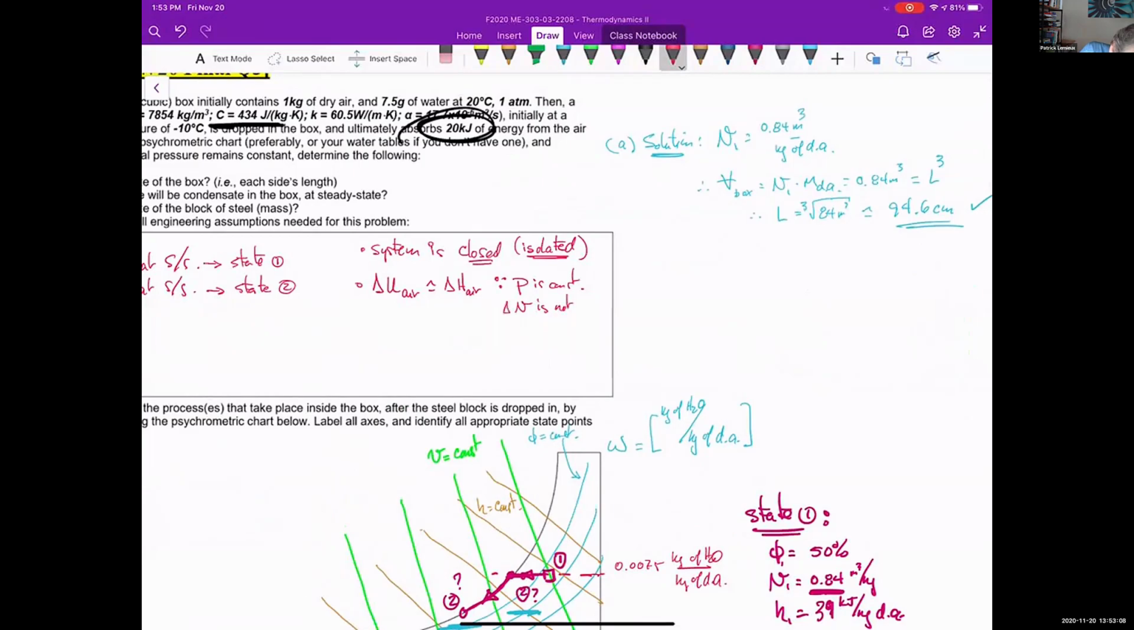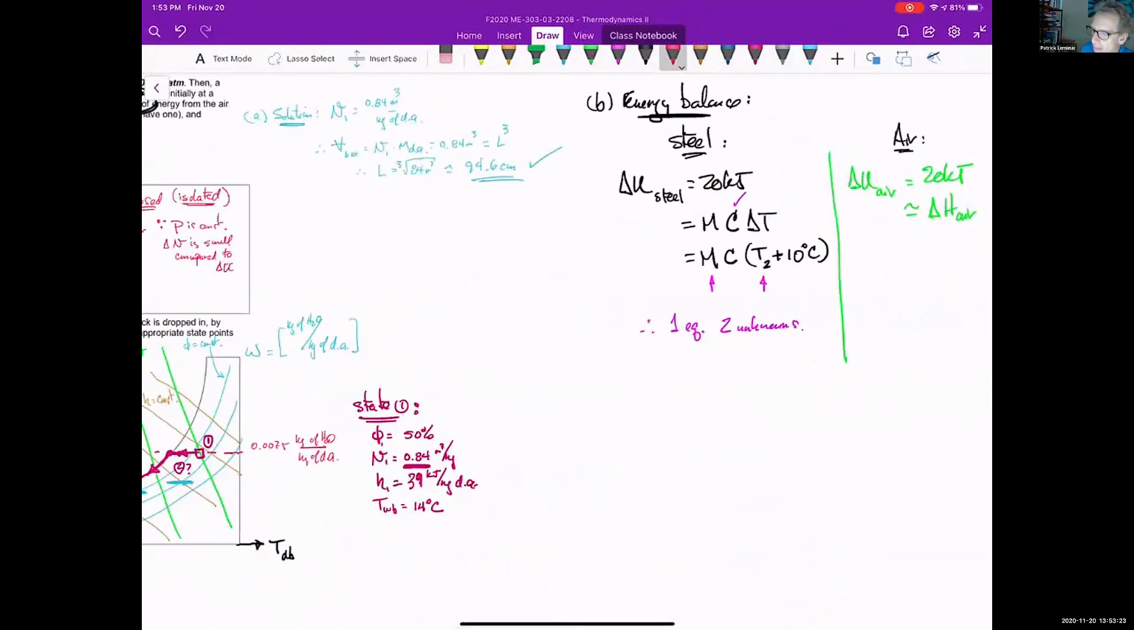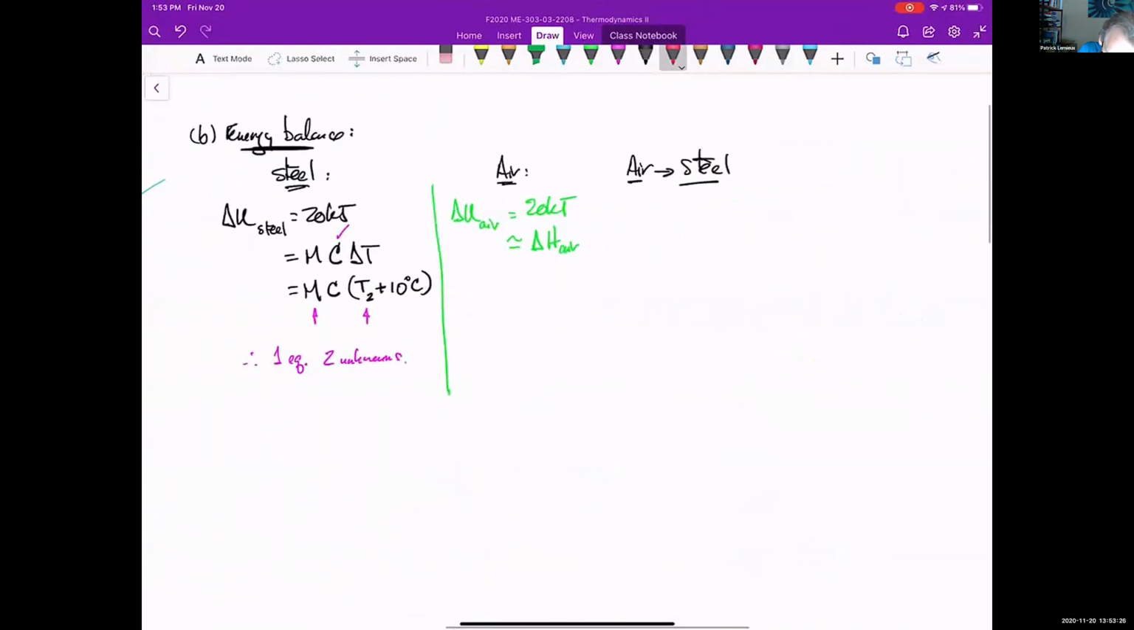Delta V is small compared to delta U. Okay, that's a reason for making that assumption. Not a bad place to start.